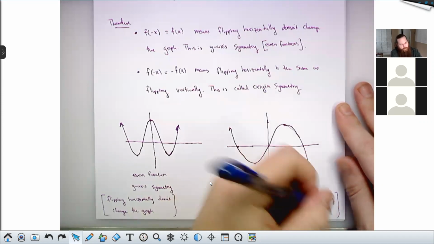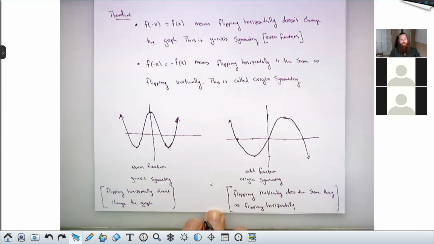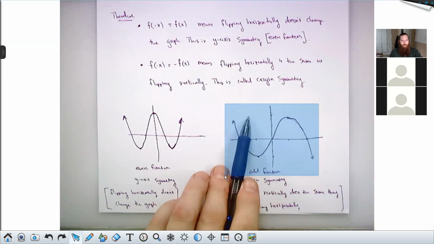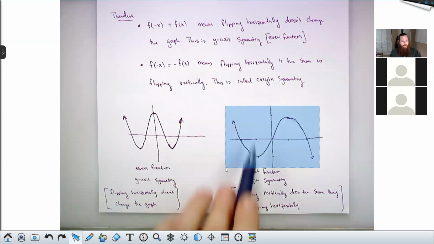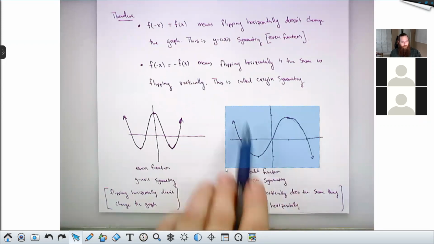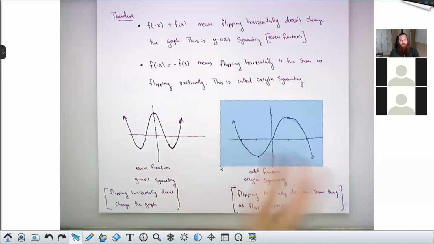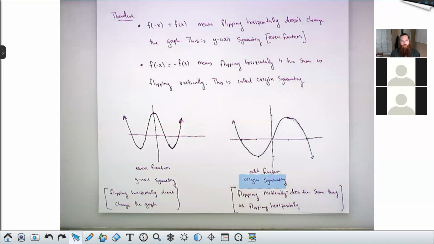And I really want you to look at these pictures with me for a minute and think about this. If I flipped this guy over horizontally, then this hill would be over here, and this valley would be over here. If I flipped this guy vertically, then this hill would come down here and become a valley, and this valley would come up here and become a hill. So you get the same thing if you flip horizontally as if you flip vertically. That's origin symmetry.